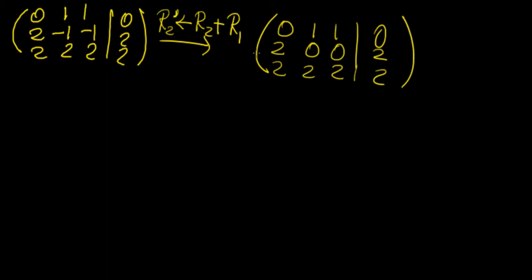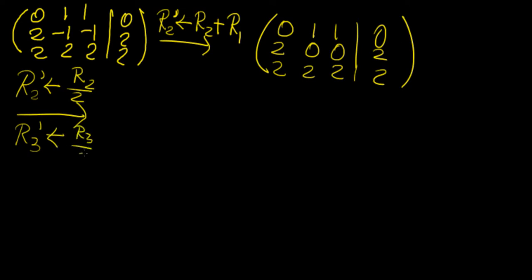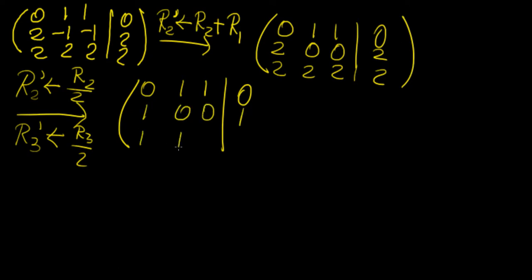Now obviously we want to represent everything as a 1, so the next logical step is to divide rows 2 and 3 by 2, so we have 1s. So we have row 2 is going to be row 2 divided by 2, and then row 3 is going to become row 3 divided by 2. So we have 0, 1, 1, 1, 0, and then we're going to have 1, 0, 0, 1, and then 3 ones, and then 1 here.